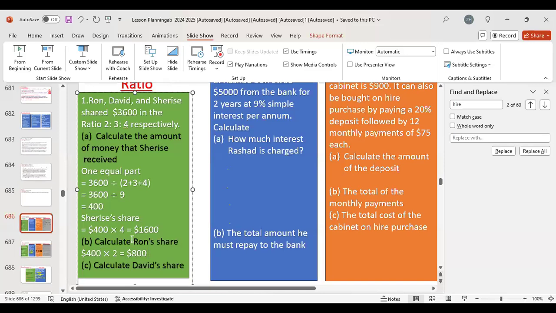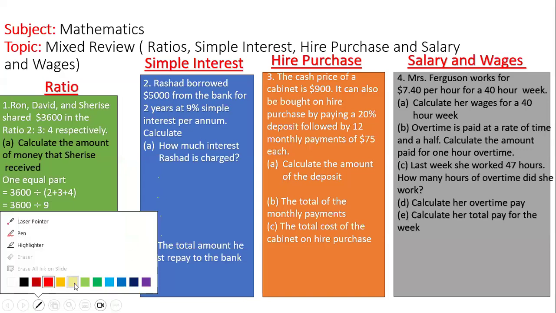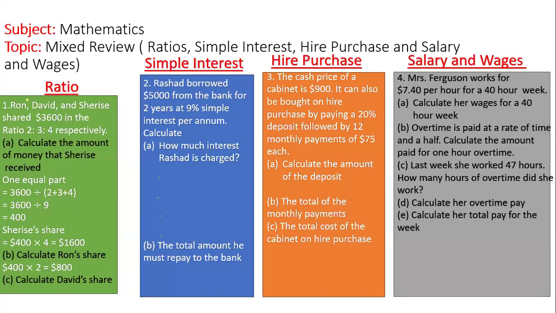Why are we multiplying by 2? Because that's Ron's respective share. We know that if we look carefully, Ron is 2 equal parts, right?